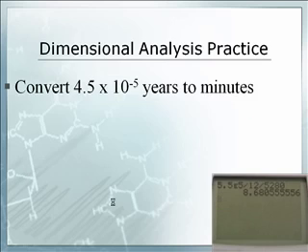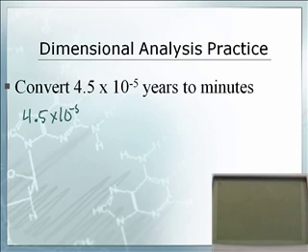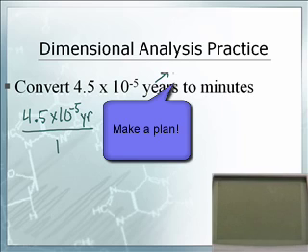All right, now let's do a nasty one. How about years to minutes? It looks fun. 4.5 times 10 to the minus 5th. I'm going to let you write. I'm going to go get a drink of water. I'll be right back. Over 1, and I want to convert that to minutes. Now I need to plan here. So I need to go from years to days, then days to hours, and then hours to minutes.